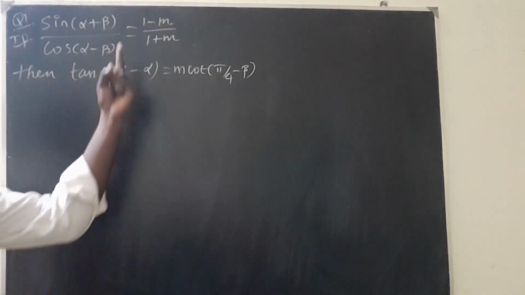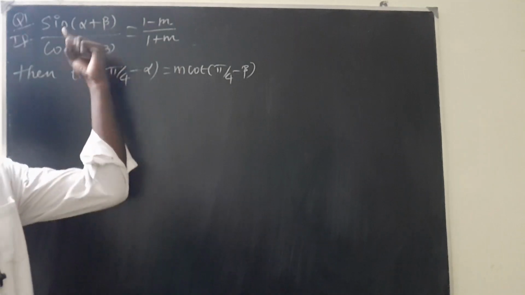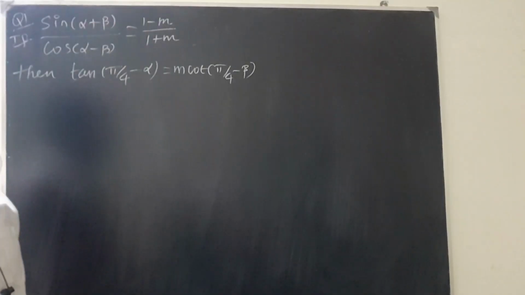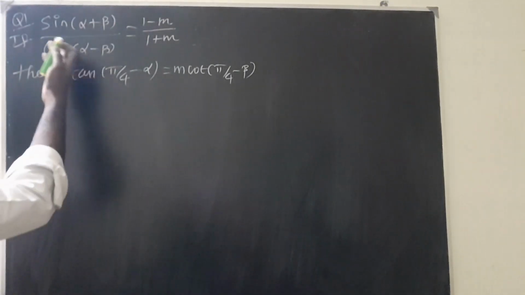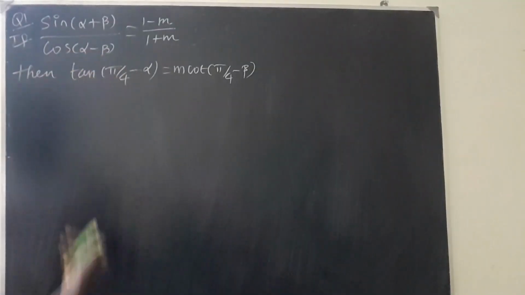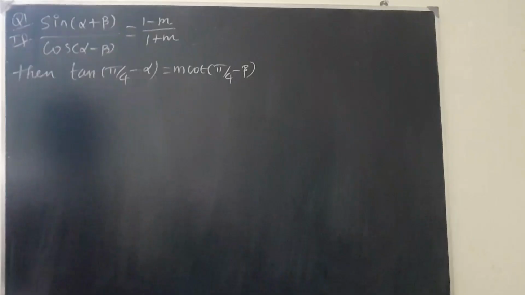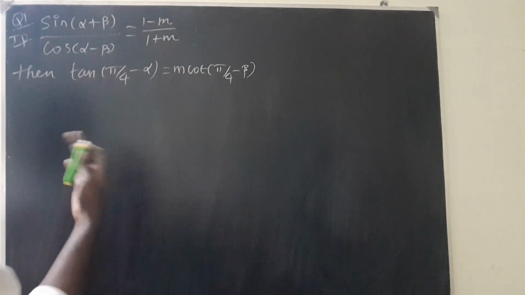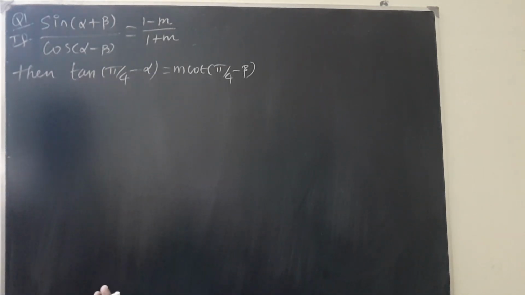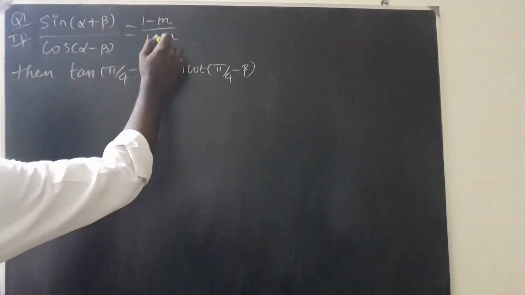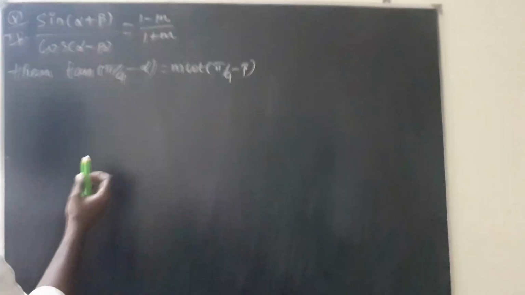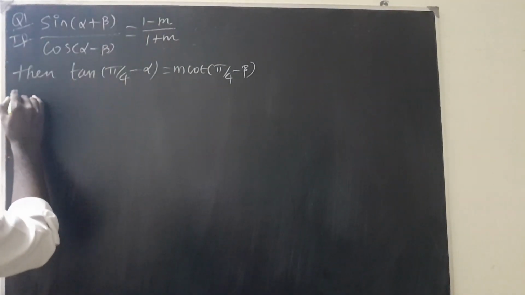We are going to derive this condition from the given. So what is given here? Like sin(alpha plus beta), cos(alpha minus beta). We can't use any transformation or any other thing. Just simply apply what formula we know. But before that, here we can find the value of m. By using what rule we can find the value of m?